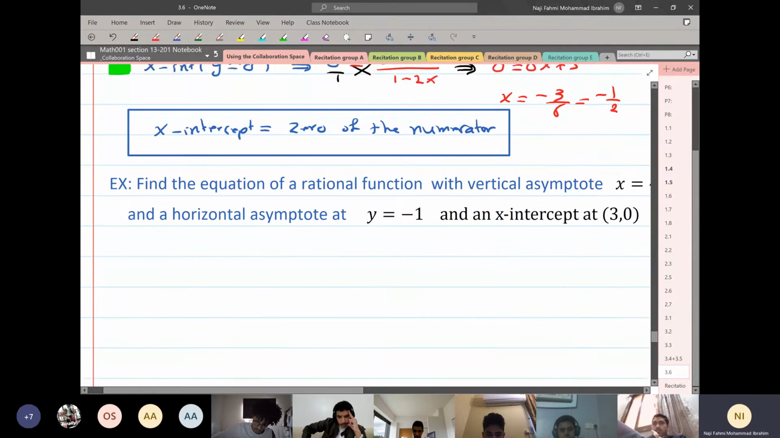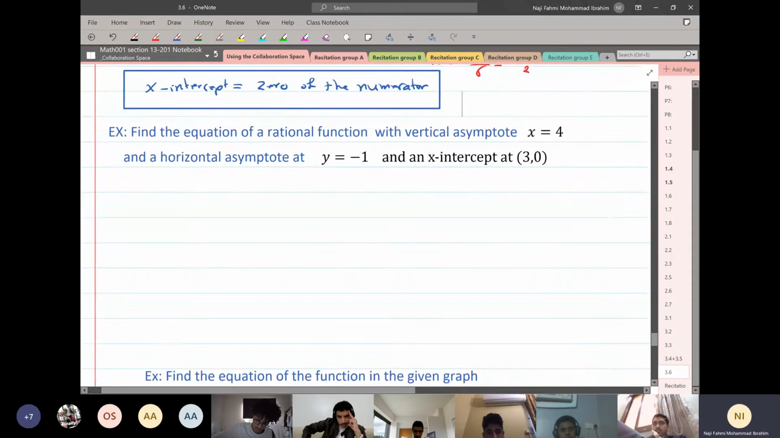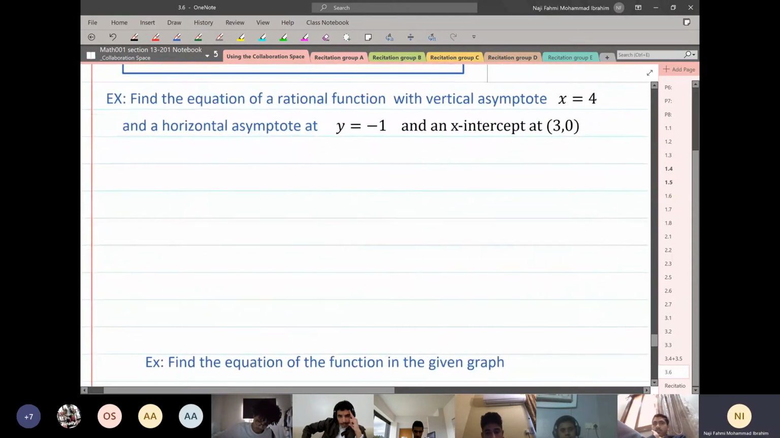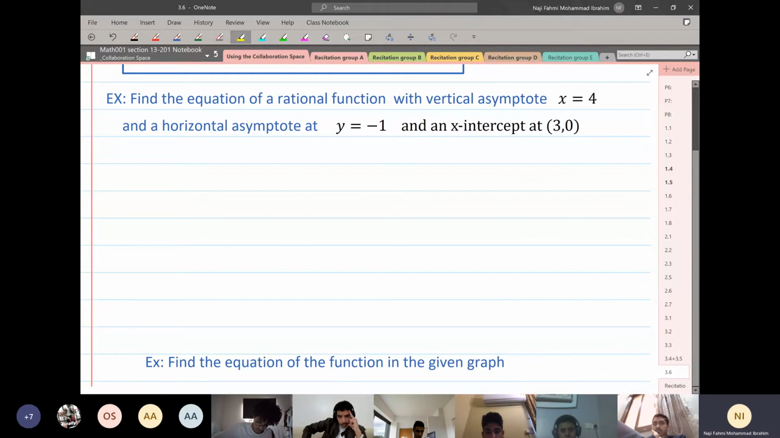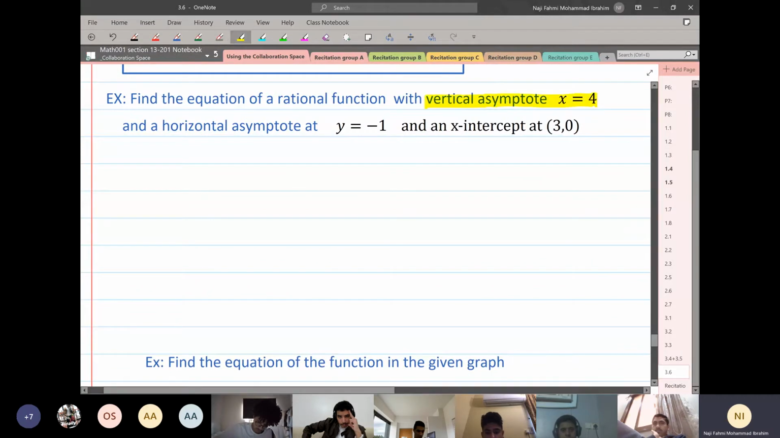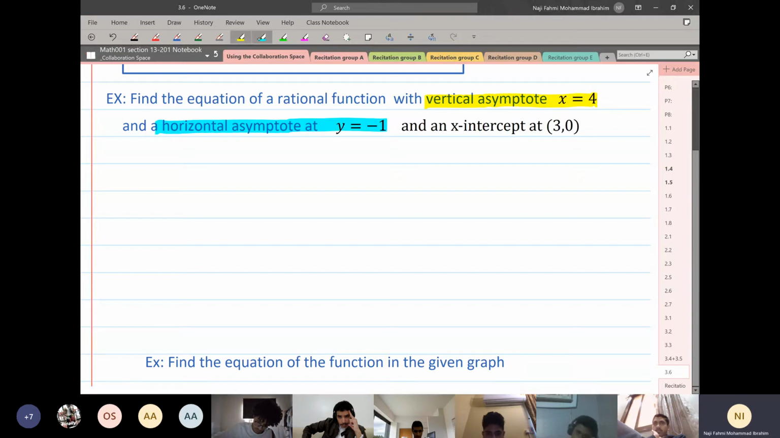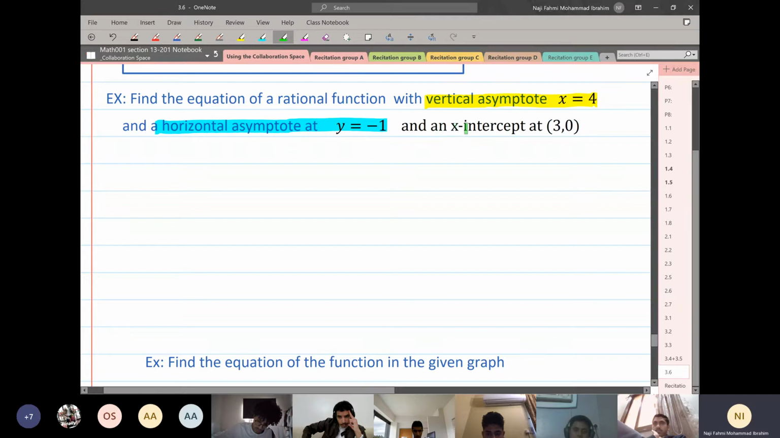Let's take this next example. What does it say now? He says find the equation of a rational function with vertical asymptote x equals 4 and horizontal asymptote y equals -1 and an x-intercept (3, 0).